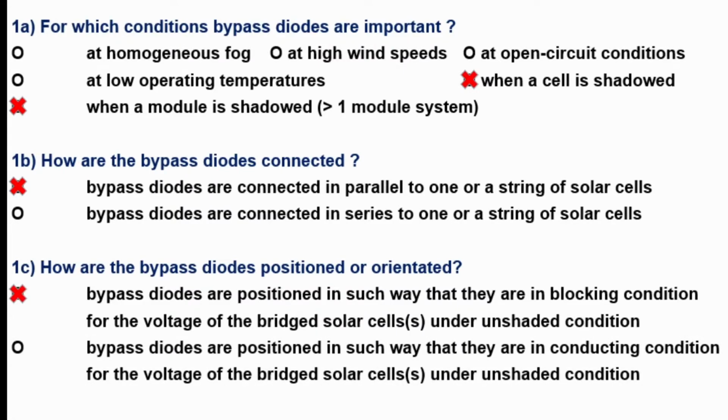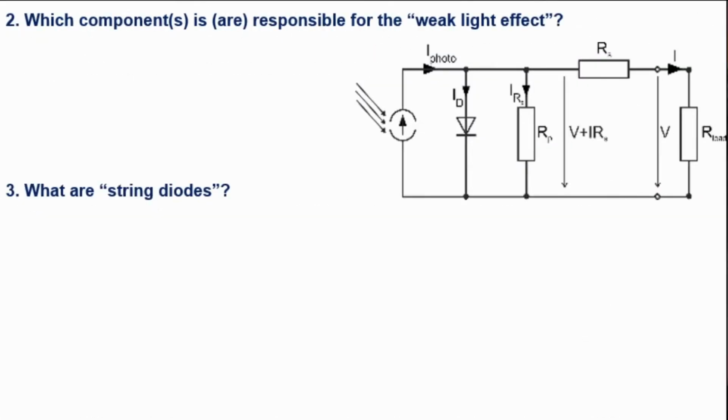The other option is that bypass diodes are positioned in such a way that they are in conducting position for the voltage of the bridged solar cells in unshaded conditions. So we don't want that. If you have unshaded conditions, all should work without any impact of the bypass diode.